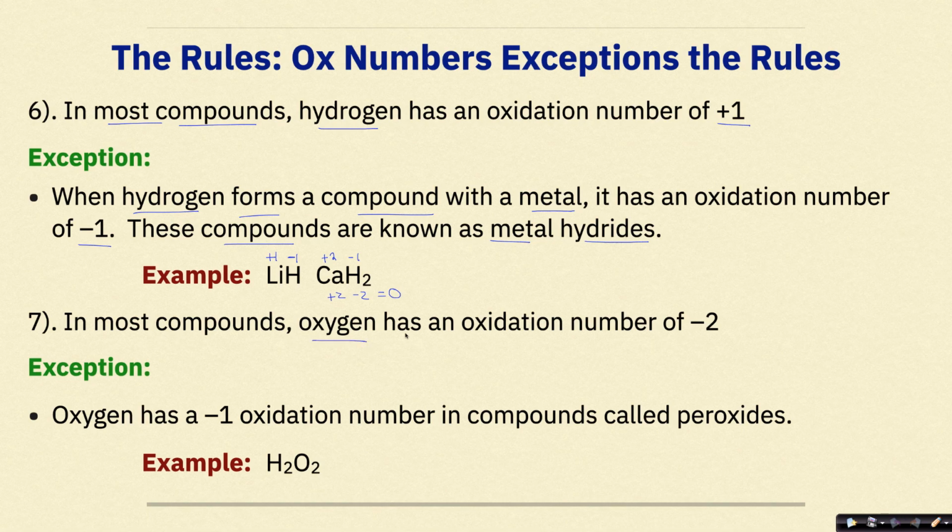In most compounds, oxygen has an oxidation number of -2, but oxygen will have a -1 oxidation number in compounds called peroxides. So in this case, we know that hydrogen is going to be +1 because oxygen is more electronegative than hydrogen will be. So it has to be +1. So +1 times 2 gives me +2. The overall charge for this neutral compound has to be 0. Therefore, oxygen has to be -1 times 2, -2. So in this case, oxygen is going to be -1. Now, oxygen can also have a charge of -1/2 in superoxides, but we don't often see that.